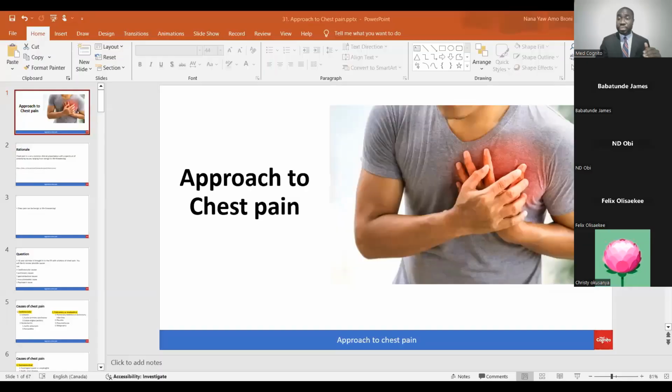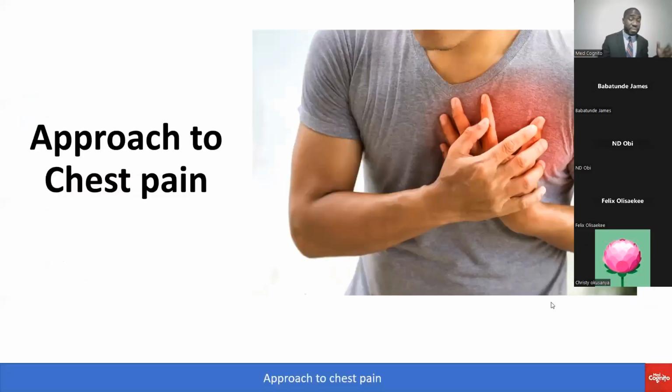Today's approach to chest pain. In fact, one of the most important objectives you need to know. So we're going to take our time and go through it step by step. As I do, I'm not going to rush anybody. We're going to walk through this step by step, so that by the time you are done, you are very sure that you are able to approach this very well.